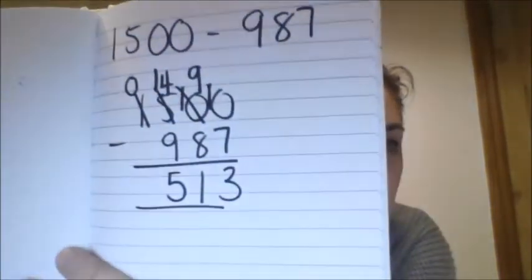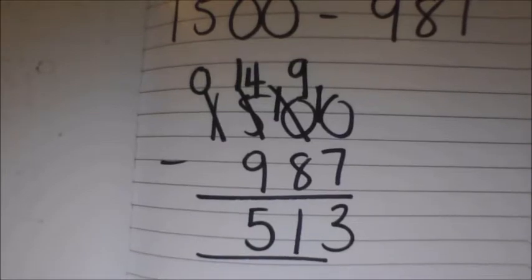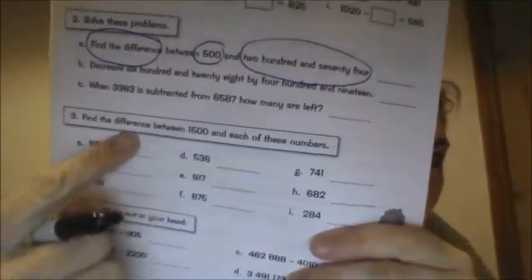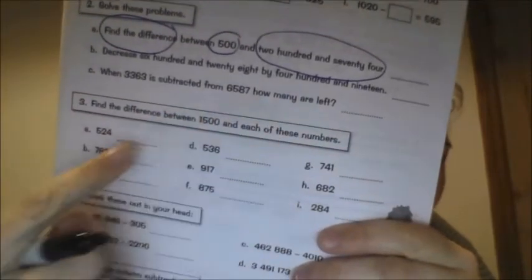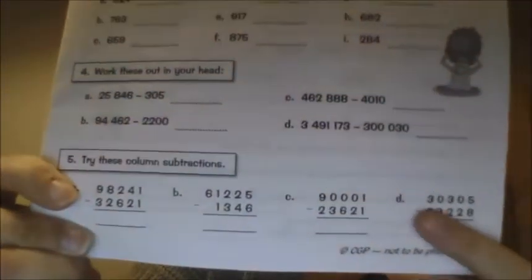Okay, so have a look and see if that's the answer that you've got. If not, pause, have a look at my working out and see if you can figure out where you went wrong. Okay, so that is to help you with section 3. So it's 1,500, take away 524, then 1,500 take away 763, then 1,500 take away 659, and so on. Okay, then remember we're skipping out section 4, and then the last bit is your column subtraction.